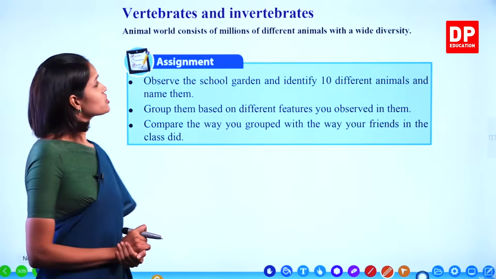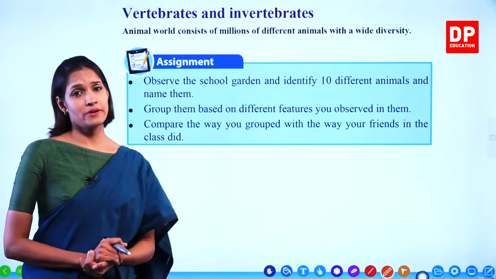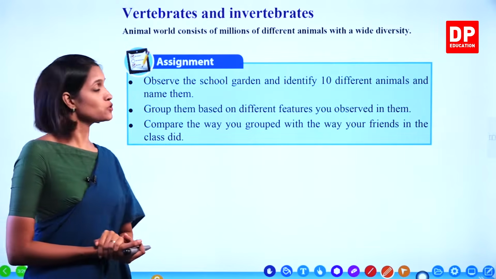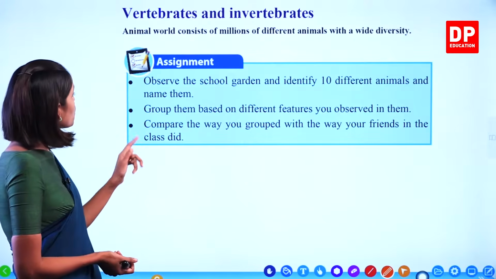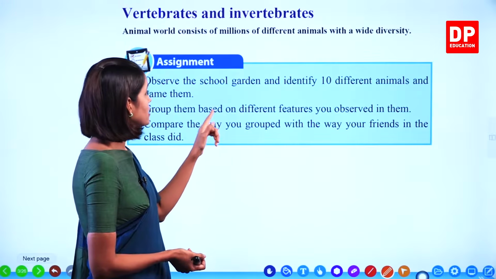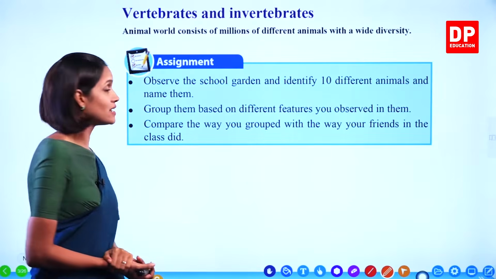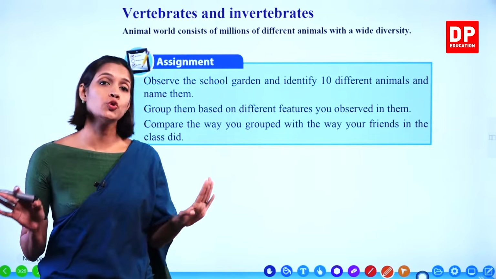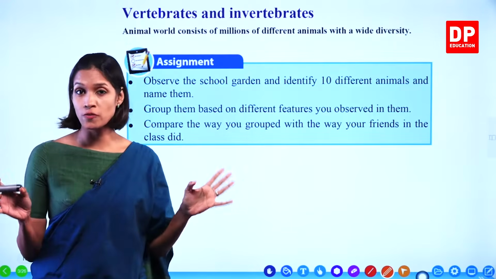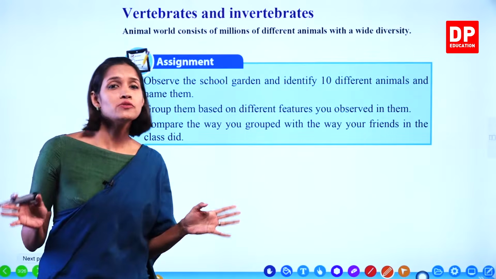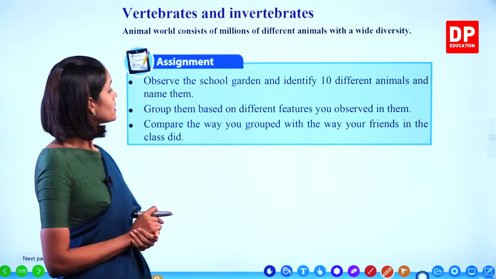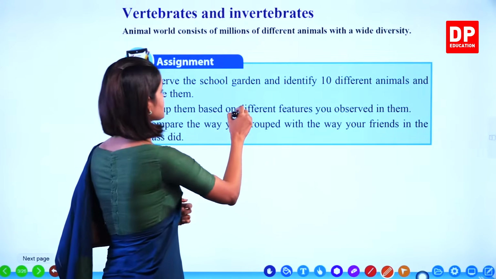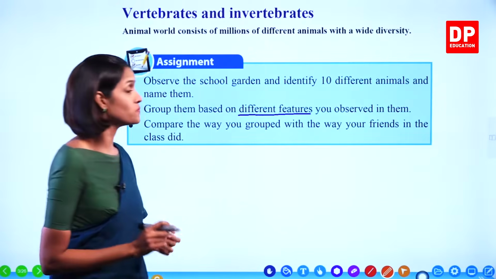Right, our first topic, vertebrates and invertebrates. So we are going to start this topic by doing an assignment. Okay, what is the assignment? Observe the school garden and identify 10 different animals and name them. Now, not only school garden, you can even pick your home garden and you can go out and observe and find what are the animals that you can find. Okay. Then group them based on different features. Different features you observe in them.